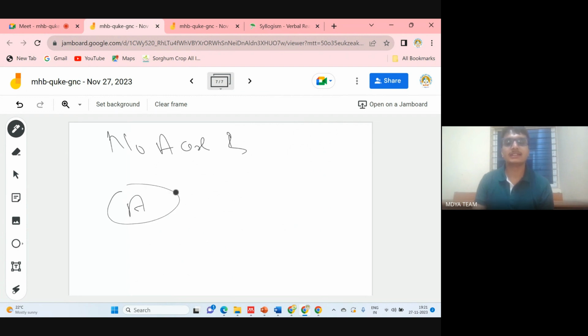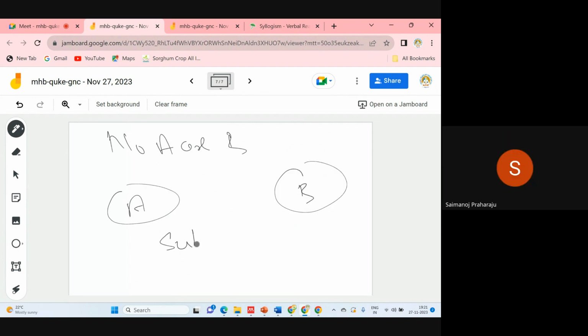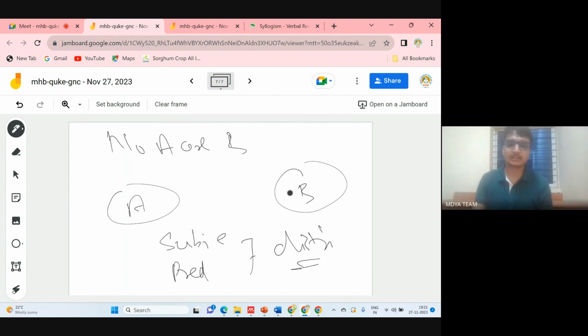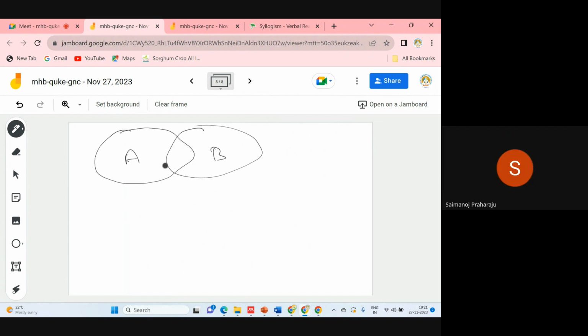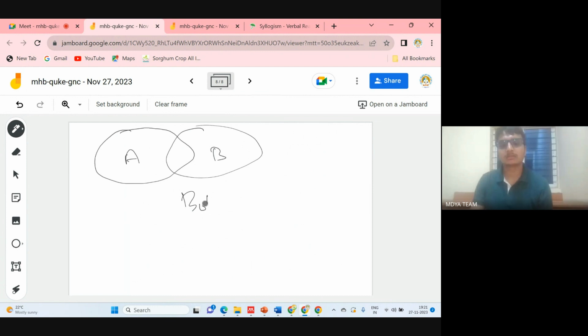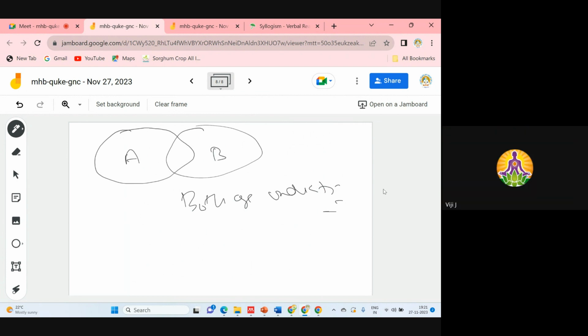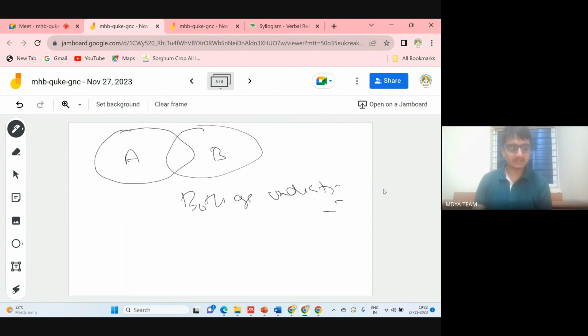Next, no A are B. So this is A, this is B. Both are distributed. Okay. Some A are B. Both are undistributed. And a similar thing will happen in some A are not B, where both will be undistributed. So this is all about distribution.